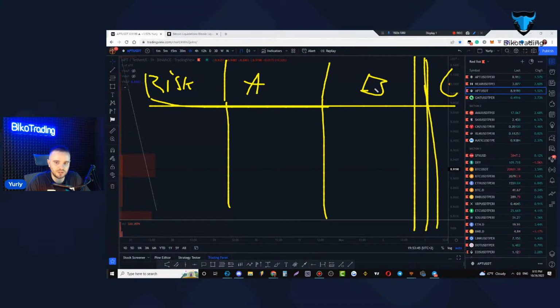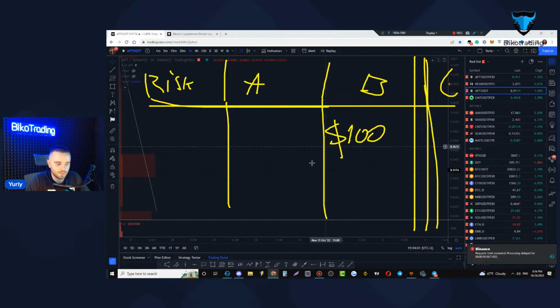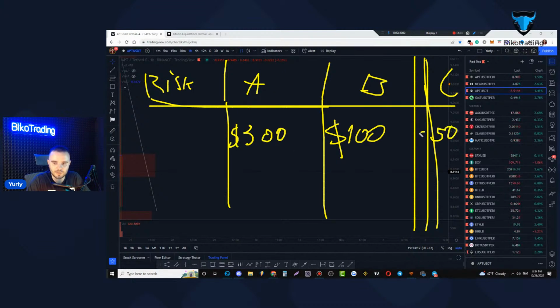For example, on B, your risk is 100 USD. On A, for example, your risk is 300 USD. On C, your risk is 50 USD. Because in each case, the possibility of success is different.